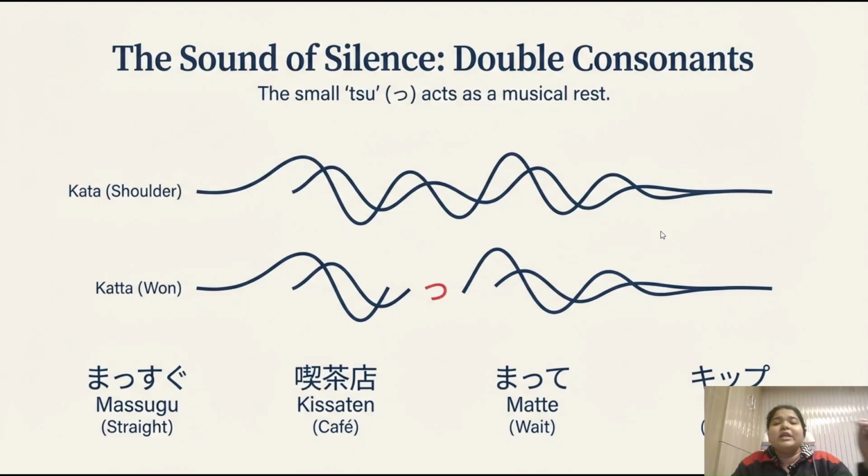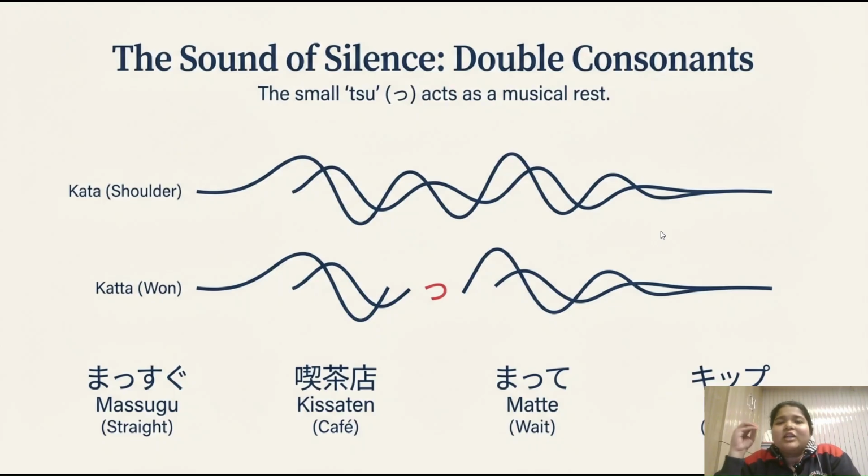When you see any double consonants being repeated in the sentence, you are going to take a break, and in that Japanese alphabet series, you are going to actually attach su to it. For example, straight is known as masugu, cafe is kisaten, wait is mate.